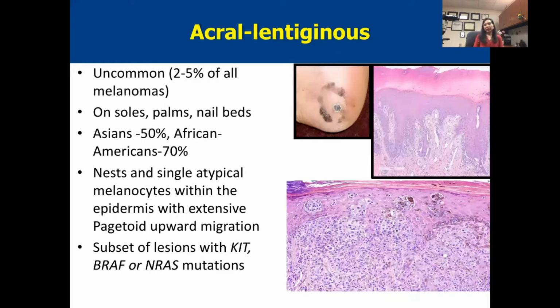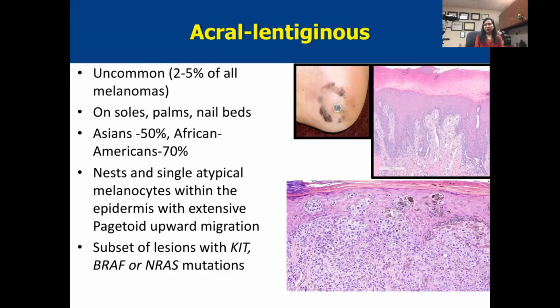Next one is acral lentiginous melanoma. This is my research interest topic. But anyway, it is relatively uncommon, especially in Caucasian patients. It's approximately 2 to 4% of all melanoma. Based on location, it usually happens on the sole, palm, or nail bed. It's more common in Asians like us or African Americans compared to Caucasians.